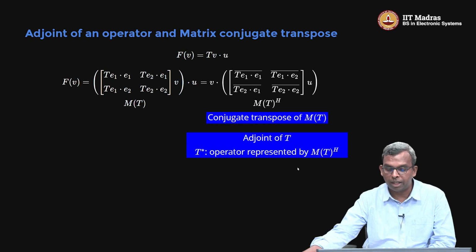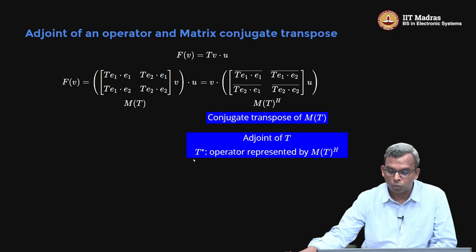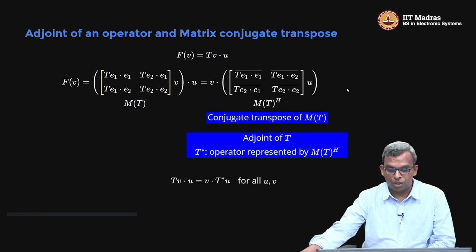So, this is the operator. It actually does not depend on the orthonormal basis that you pick. It is a little bit subtle to see that. You will get the same operator, it does not matter what basis you fix to find this transposition. That is a slightly advanced idea. We are not going to talk about that here. So, this T star is the adjoint of T, and it is an operator represented by this M of T Hermitian.